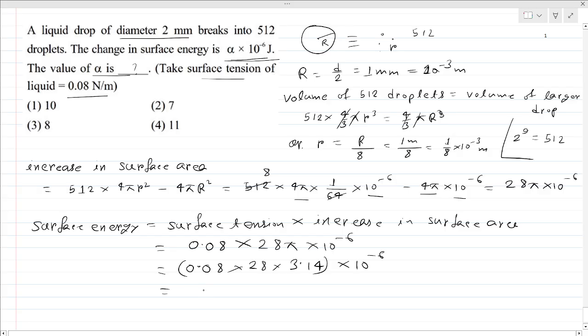So if you do the multiplication, we will get a value nearly equal to 7 into 10 to the power minus 6. And in the question it is given that it should be alpha into 10 to the power minus 6 joule. So therefore, we can say that alpha is nothing but the value of 7. That means option number 2 is right. Thank you.